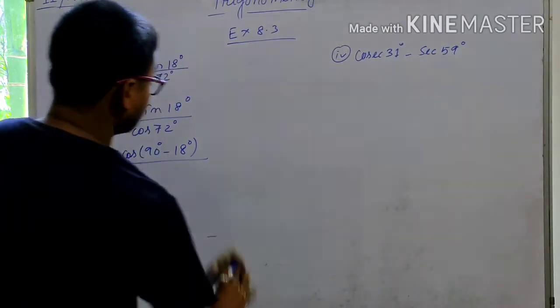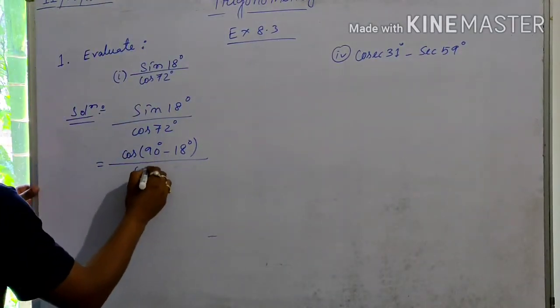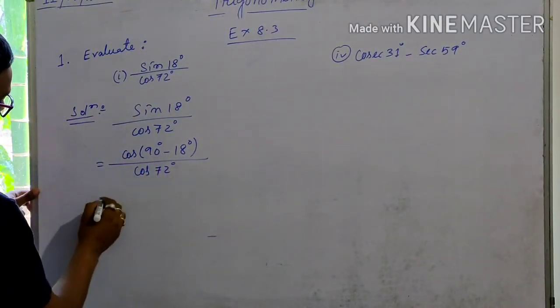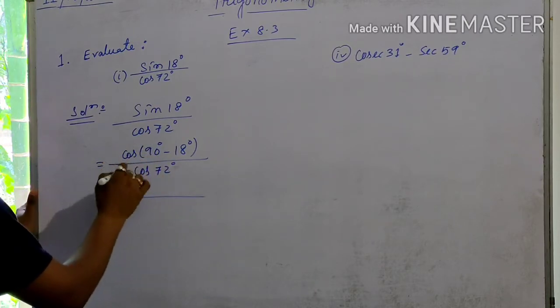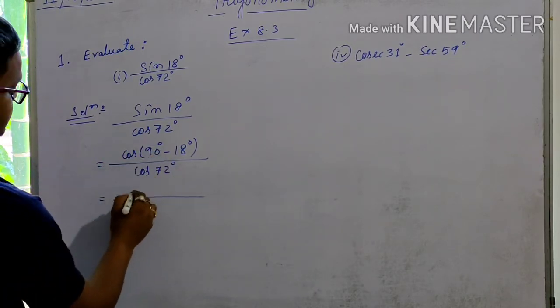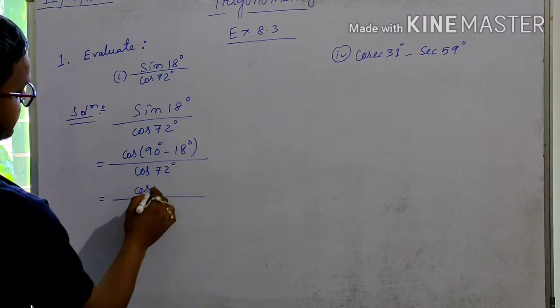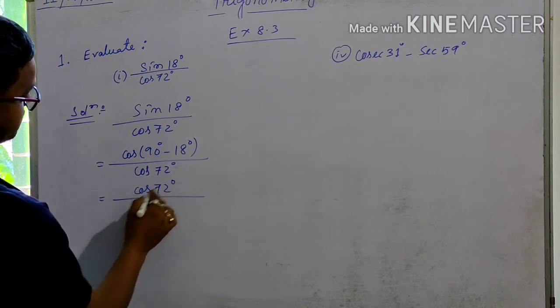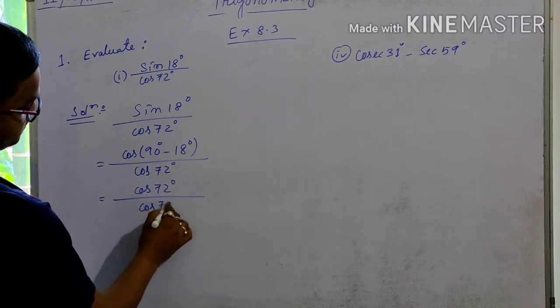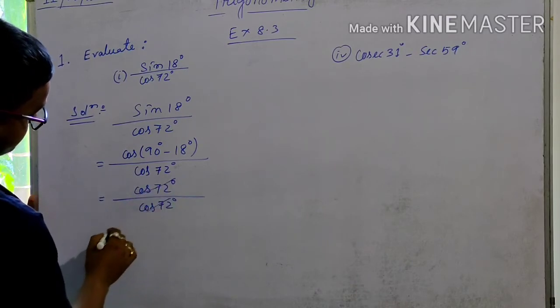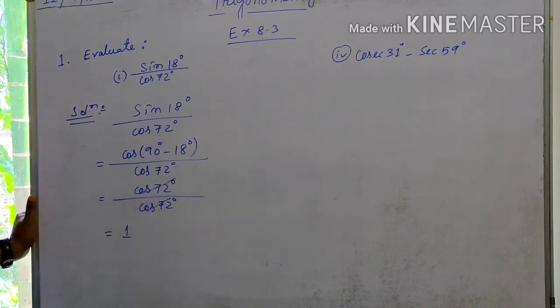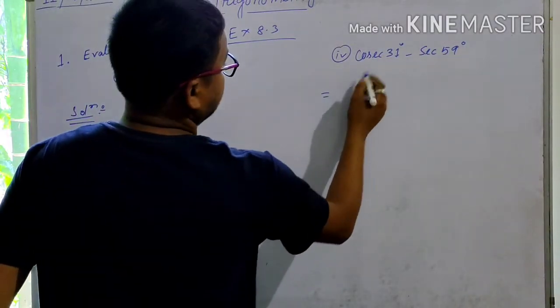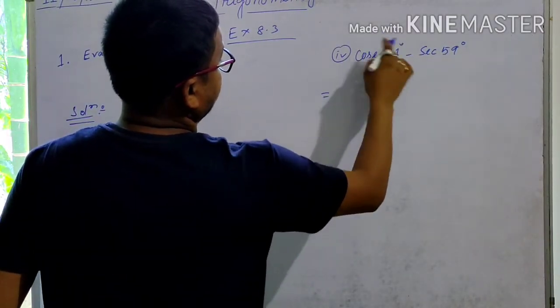Okay. So in the denominator part you write the same. Only one part you change, other will be the same. So here you get cos 90 minus 18 is equal to 72. So here cos 72, both are the same, you cancel out and you will get 1. Okay, very easy. So here also the same thing, cosec. You change only one.